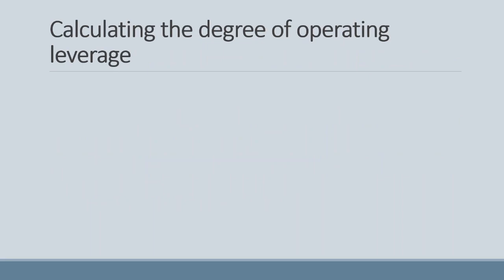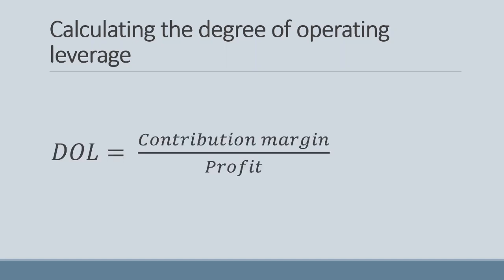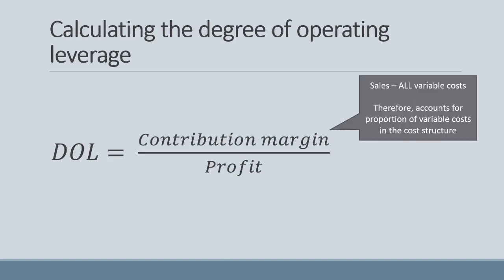How do we then calculate the degree of operating leverage? It is simply the contribution margin divided by the profit. Notice here that the contribution margin is sales less all variable costs, and therefore accounts for the proportion of variable costs in the cost structure.